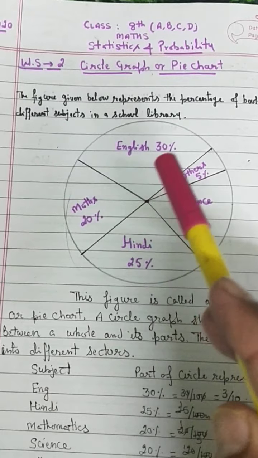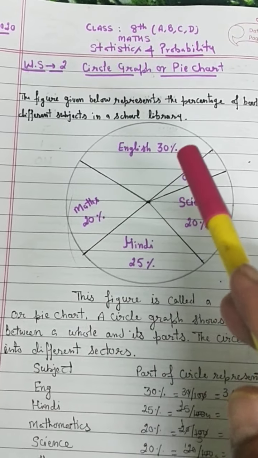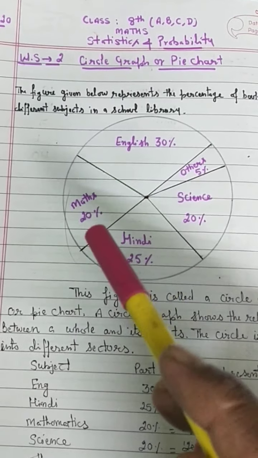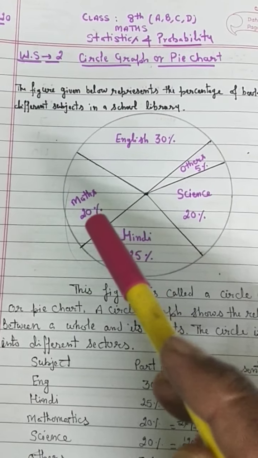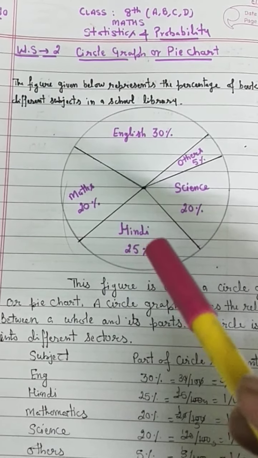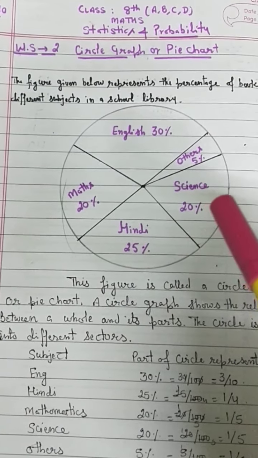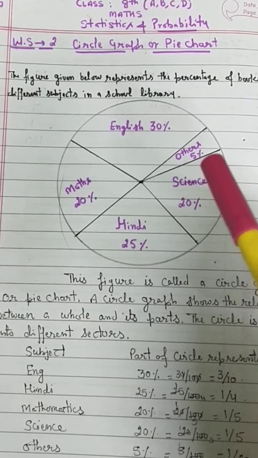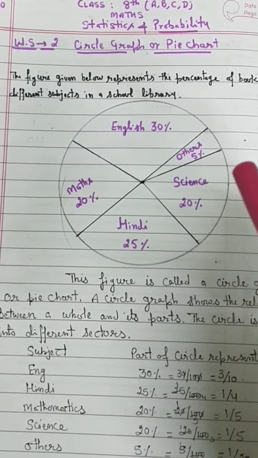So what is the fraction for English? 30% means 30 upon 100, which is equal to 3 upon 10. 20% means 20 upon 100, 1 upon 5. Hindi 25% means 25 upon 100, 1 upon 4. Science 20% means 20 upon 100, 1 upon 5. Others 5% means 5 upon 100, 1 upon 20.